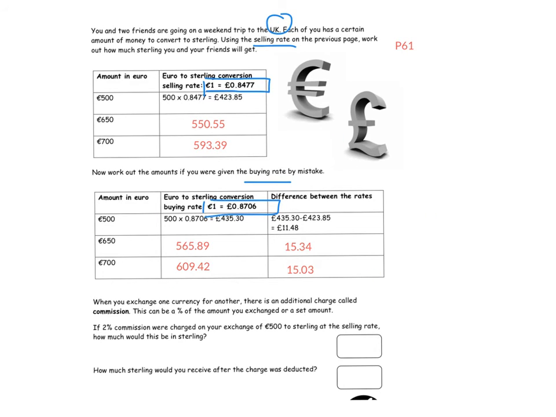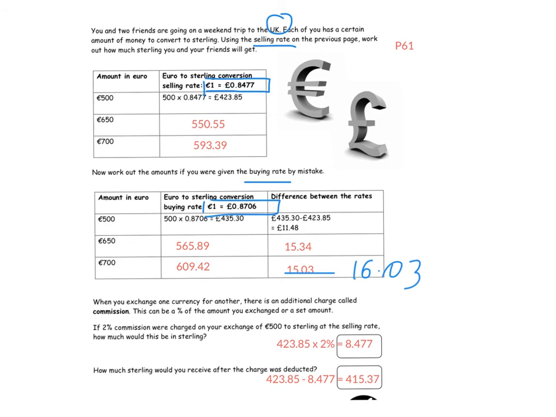The second table is very similar. We have the rate from the previous page. If you look at the website today, the rate will be completely different, but that's okay. Here we're multiplying this amount of money by the rate, we have the answers. Then we have to find the difference between the rates. So basically you need to take one away from the other and you have the difference. Sorry, this one is actually 16.03.